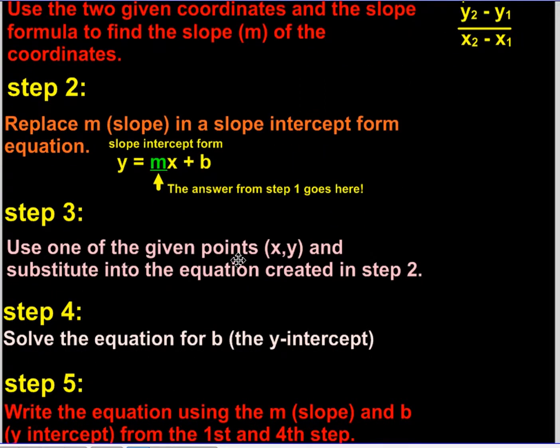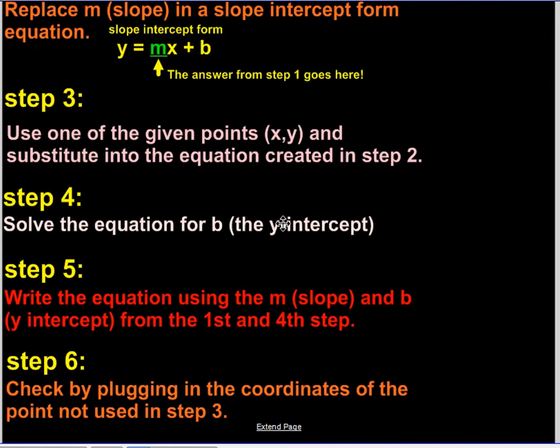Use one of the given points, the xy coordinates, and substitute them into the equation that you created in step 2. So one of the coordinates that you have has an x and a y value. The y value is going to be substituted for y. The x value is going to be substituted for x. You've already put in a slope, and now you can solve for b, which is step number 4. Once you get an answer, you'll have your y-intercept.